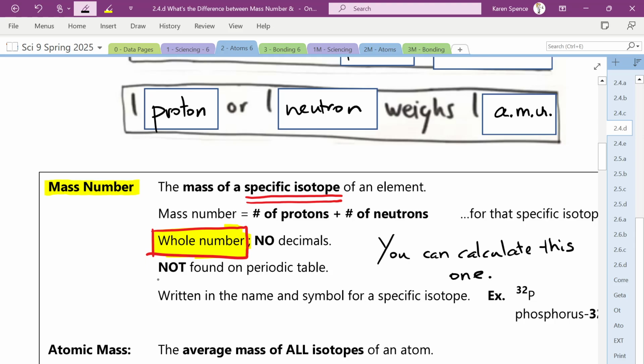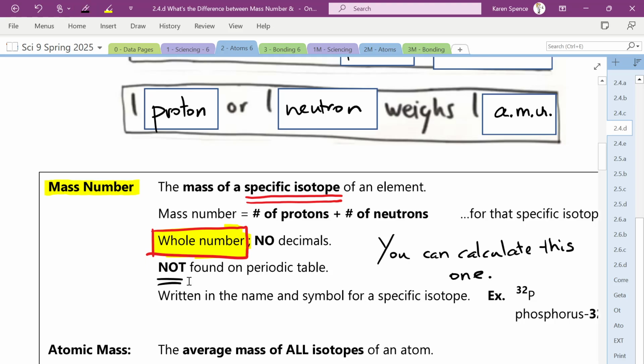Here's another thing. It is not on the periodic table. The reason it's not on the periodic table is that sometimes an element might have up to 8 isotopes. Each one would have a different what? Each isotope would have a different mass, and everyone would have a different mass number. Can you imagine trying to cram 8 different numbers into that little square on the periodic table? Wouldn't that be crazy?